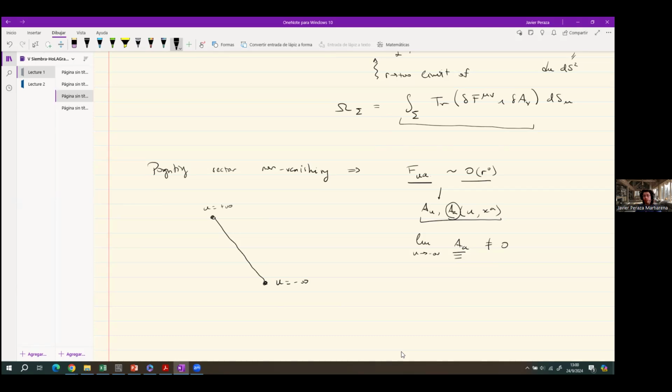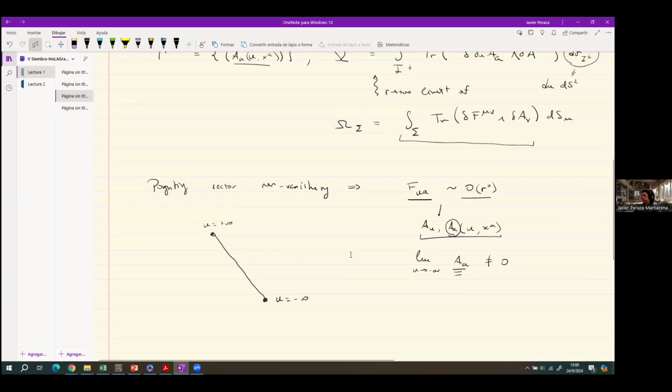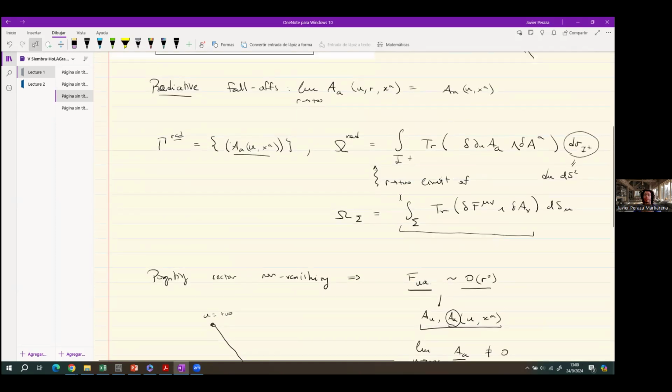Once we have all this, we can write the symplectic form as a limit, taking the Cauchy surface and pushing it all the way to scri plus. And in that way, we arrive at this expression.